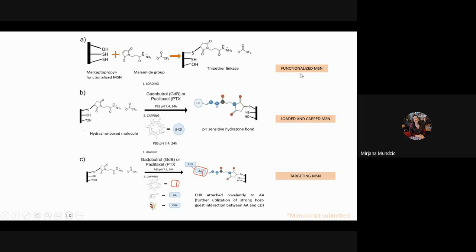So we have a functionalized MSN, then we have it loaded and capped with beta-cyclodextrin. And then when we actually add that chlorotoxin, the targeting molecule, which is attached covalently to the adamantane amine, it just further utilizes the strong host-guest interaction between the adamantane amine and the cyclodextrin. So this is a targeting MSN.